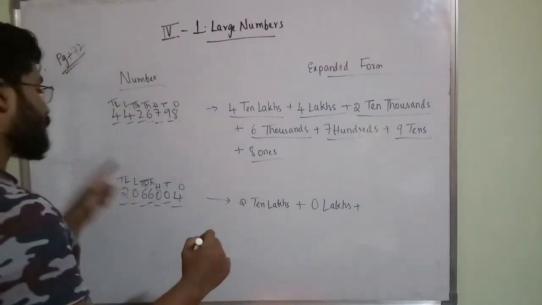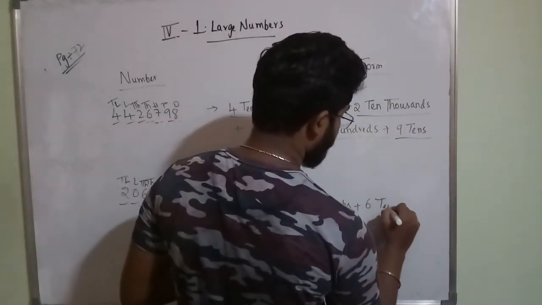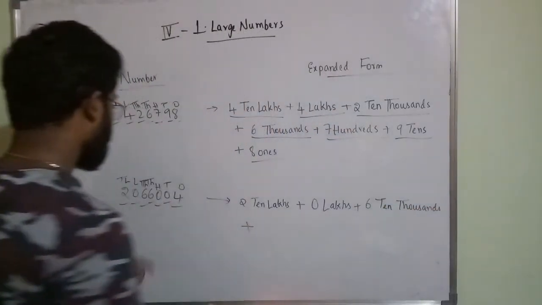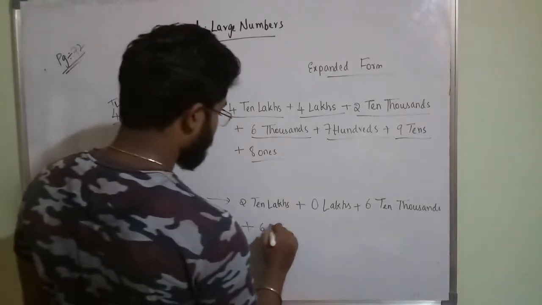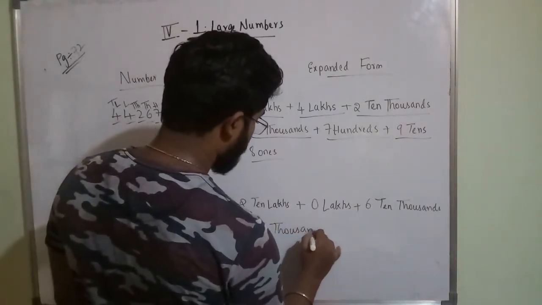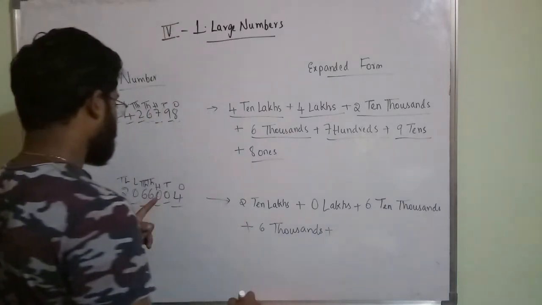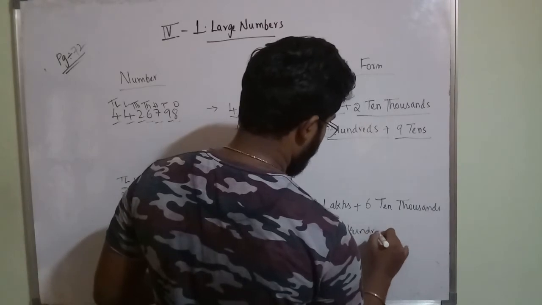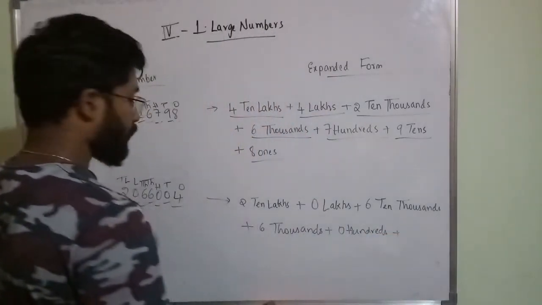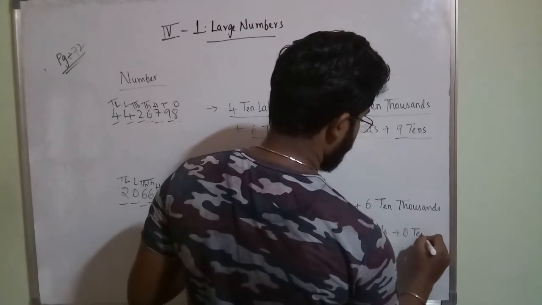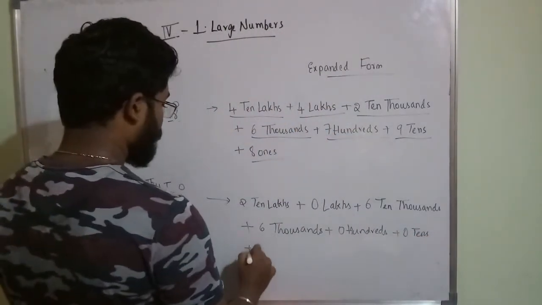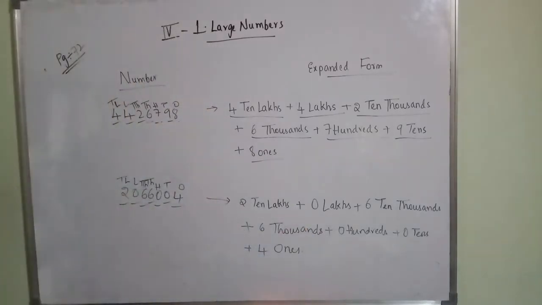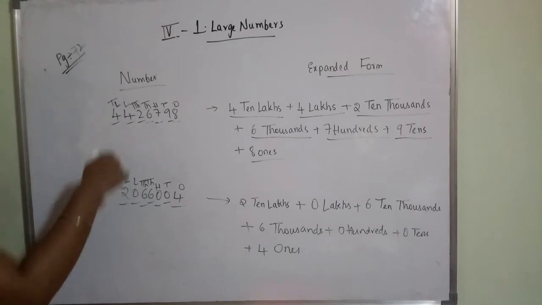Next 6 10,000s, next 6,000s. Clear? Next 0 hundreds, 0 tens and 4 ones. This is your expanded form for these two numbers.